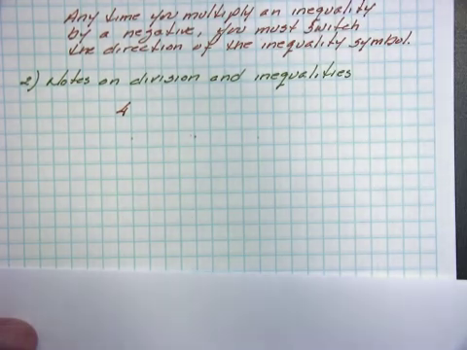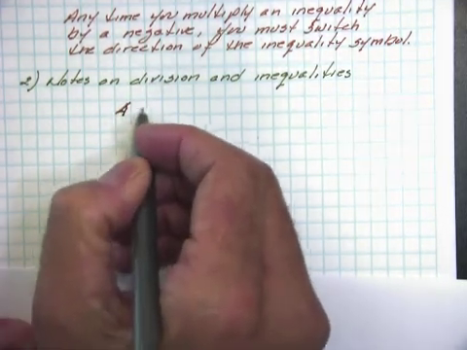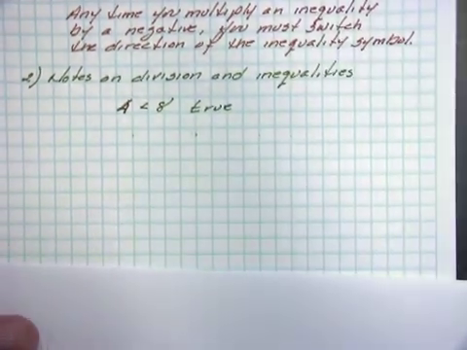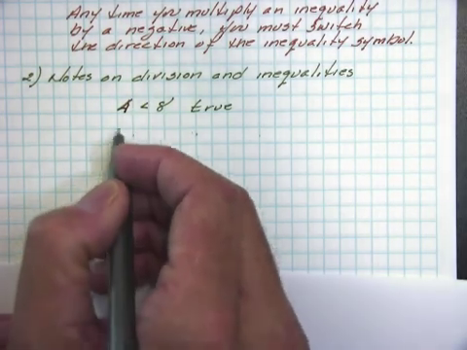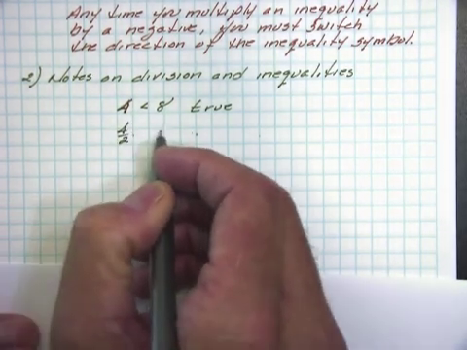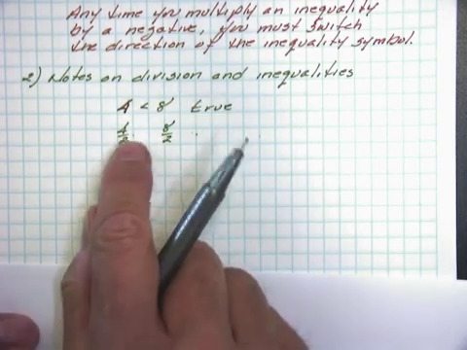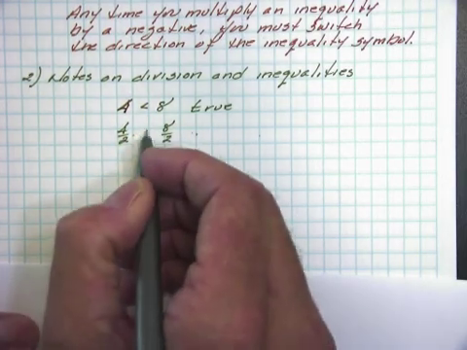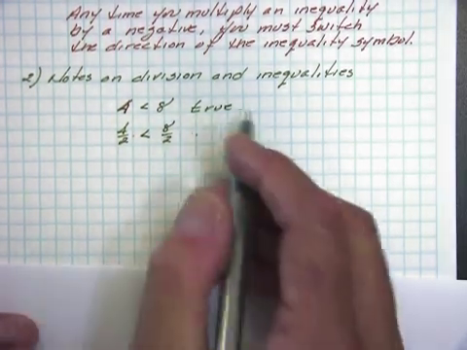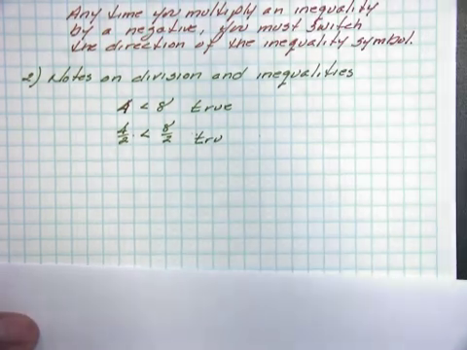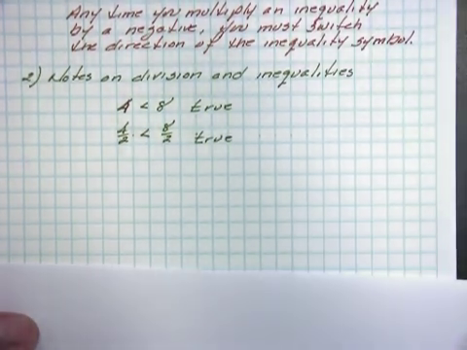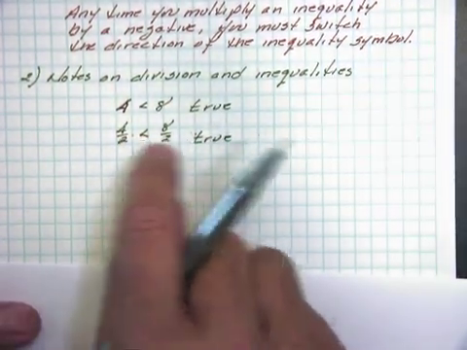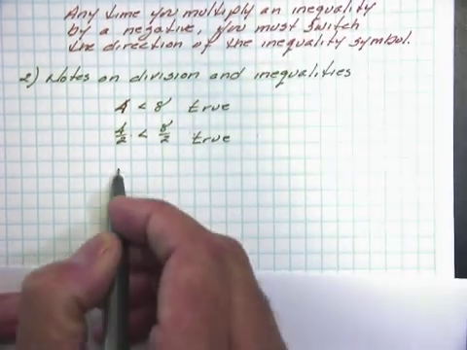Now, notes on division and inequalities. So let's start with the same true statement. 4 is less than 8. That is still true. Okay, I don't think anyone's going to argue with that. Now I'm going to divide both sides by 2. 4 divided by 2 is 2, and 8 divided by 2 is 4. So this inequality is still less than. This is still a true statement.